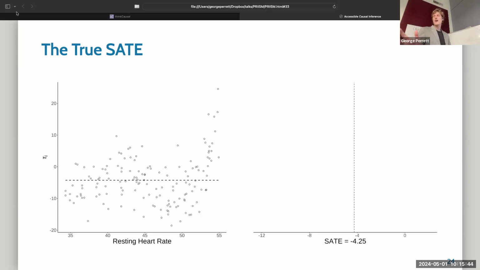And so I'm going to write that down. We're going to hold on to it for later, and we're going to use this to see how our estimations are working. Are we actually able to reliably identify this? And so the true SATE is negative 4.25 minutes. So hypershoes actually, on average, cause people to run 4.25 minutes faster than they would have run without the shoes.